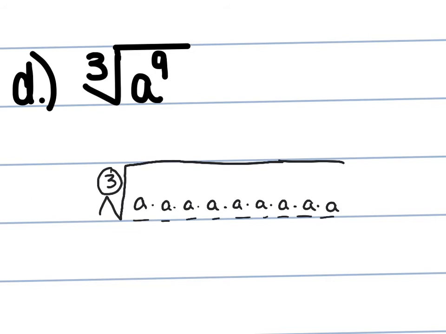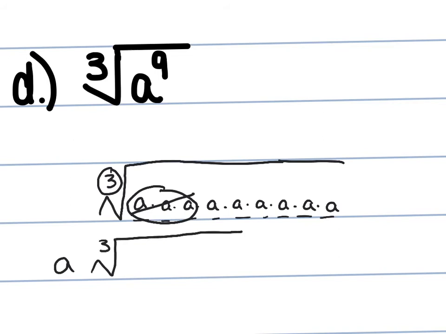Now I need to pull them out in groups of 3 because they're saying what times itself 3 times. Well, there's 3 A's, so I can pull out an A. This is the first way. This is the way that people said they didn't like as much. So there's 1 A on the outside. Now, again, just stick with me even if you didn't like this way. How many A's are still left inside? There's still 6 inside. 1, 2, 3, 4, 5, 6.